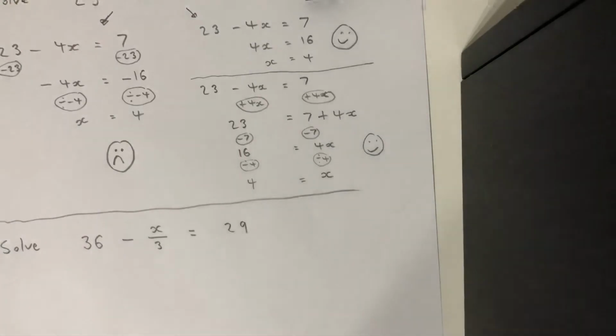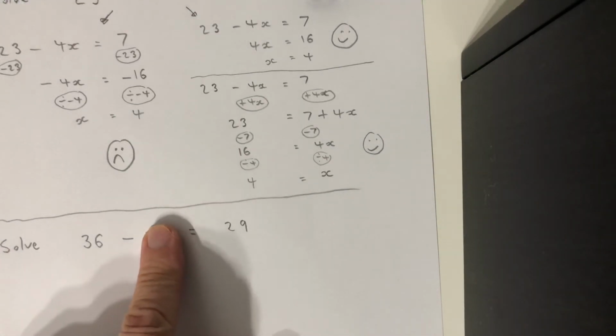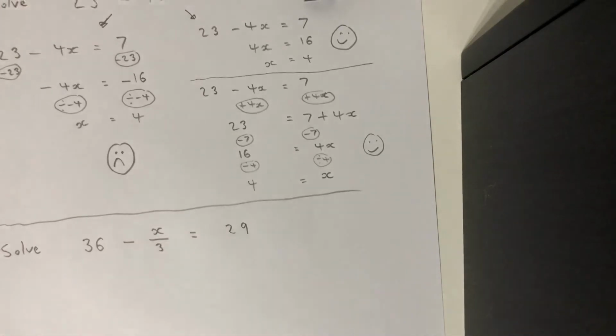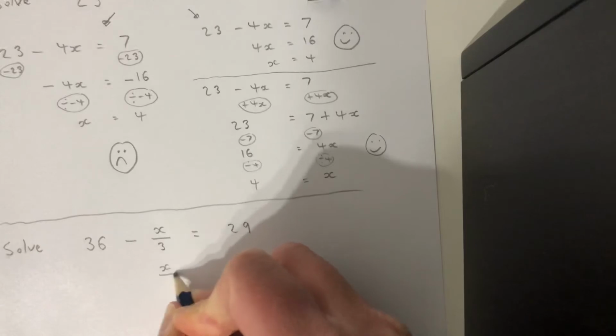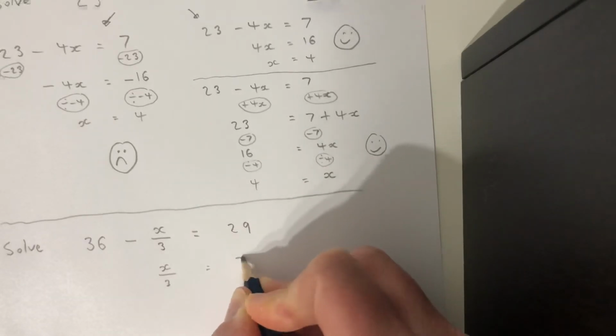So for this one here, what should we do? 36 take away something is 29. I think what I would do is basically say here, cover it up. 36 take away something is 29. The something must be equal to 7. I think that's the easiest way to do it. And so x over 3 is equal to 7.